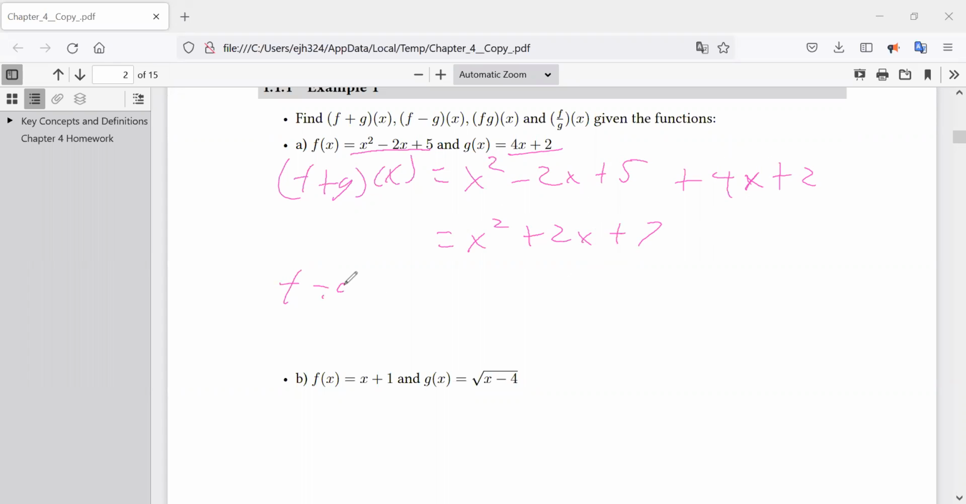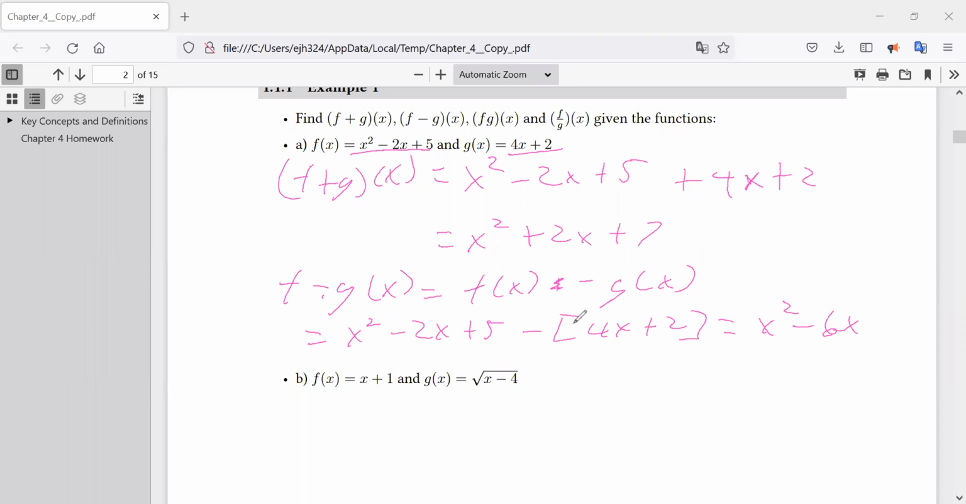f minus g of x is going to be equal to f of x minus g of x. So that's going to be equal to x squared minus 2x plus 5 minus 4x plus 2. So this is going to be equal to x squared. Distribute that minus, so we get minus 6x, and that plus 2 becomes minus 2, and we get plus 3. Right?